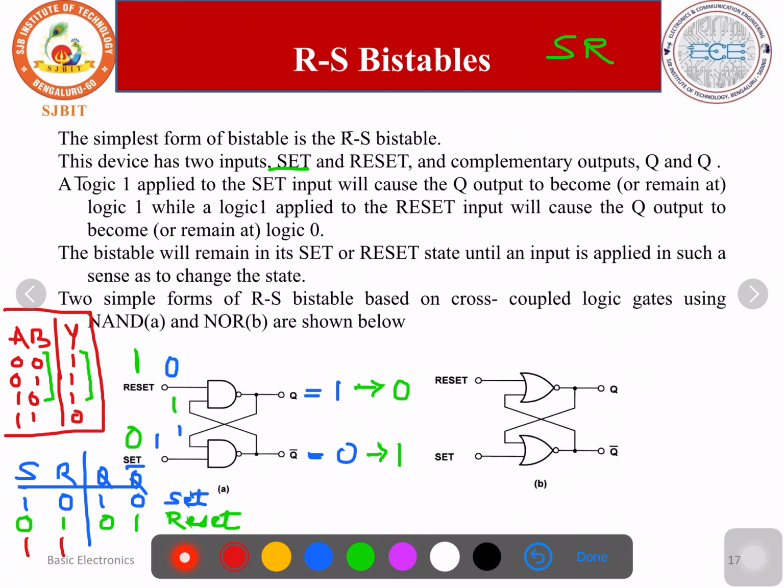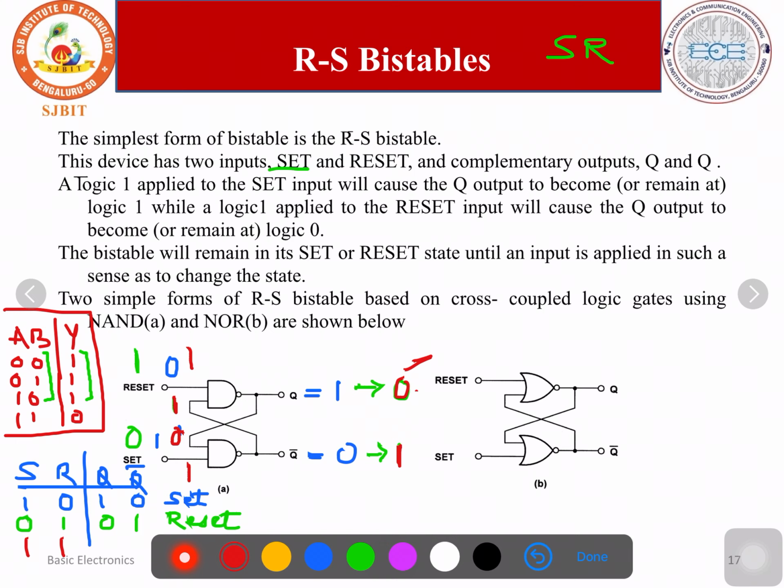Let us try making both the inputs 1, 1. S is equal to 1, R is equal to 1. Now the previous state was 1. So this one comes here. 1 and 1, the complement of that is 0. It retains the 0 state. This 0 comes here. 0 and 1 is 0, and the complement of 0 is 1. So there is no change in the output. It retains the same state.